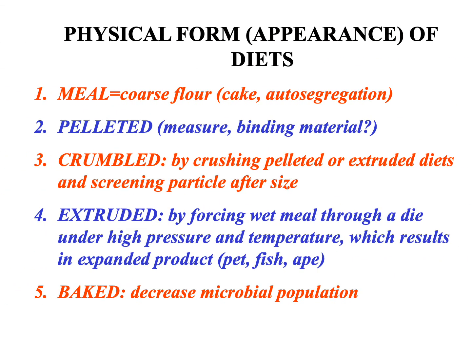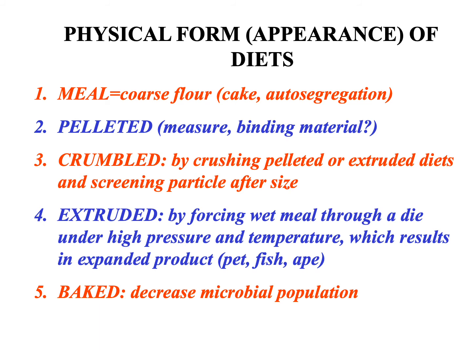Yes. And we have many physical forms or appearances of the diet, which is much more than in the case of production animals. One is the meal or coarse flour, which can also be used in the form of cake to avoid auto-segregation. Two is the pelleted form, which has a special measure. The larger form is used for small rodents, and a little bit smaller form is used for the rabbit.